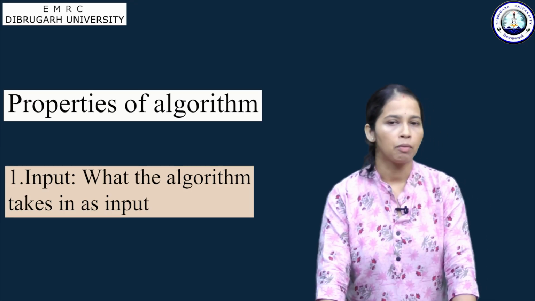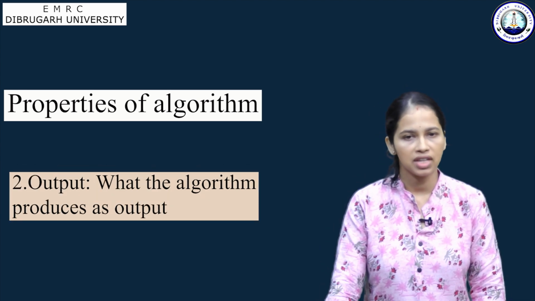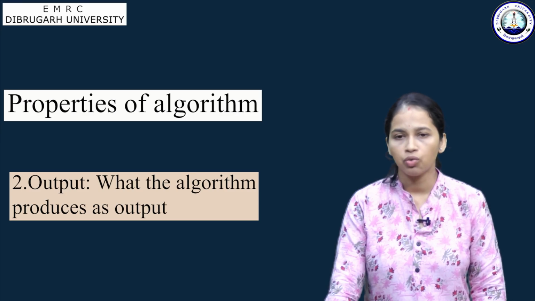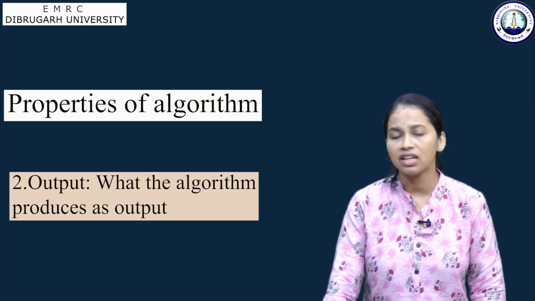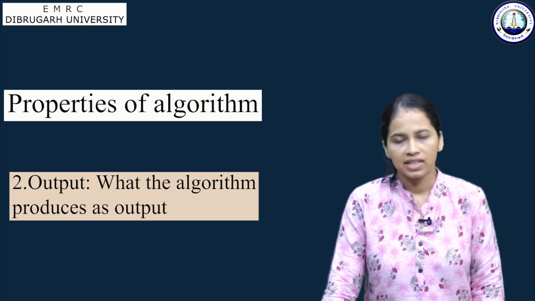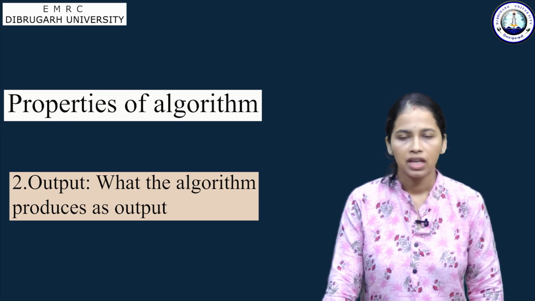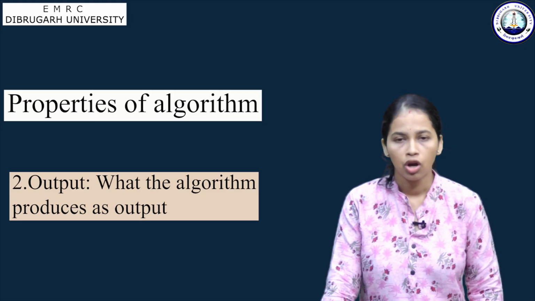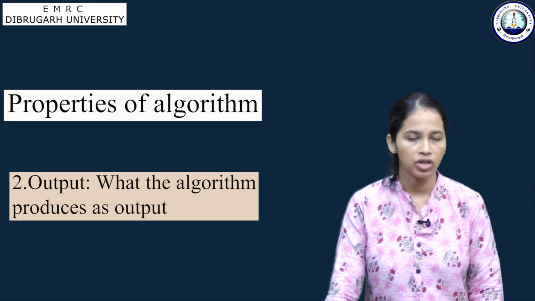The next property of the algorithm is output. What will the algorithm produce as an output? An algorithm cannot be defined without any output. So, you should have at least one output. For example, if you take the example of the bank ATM, the amount of money that you have withdrawn can be your output, or the mini statement can also be your output. So, in those cases you are having more than one output.